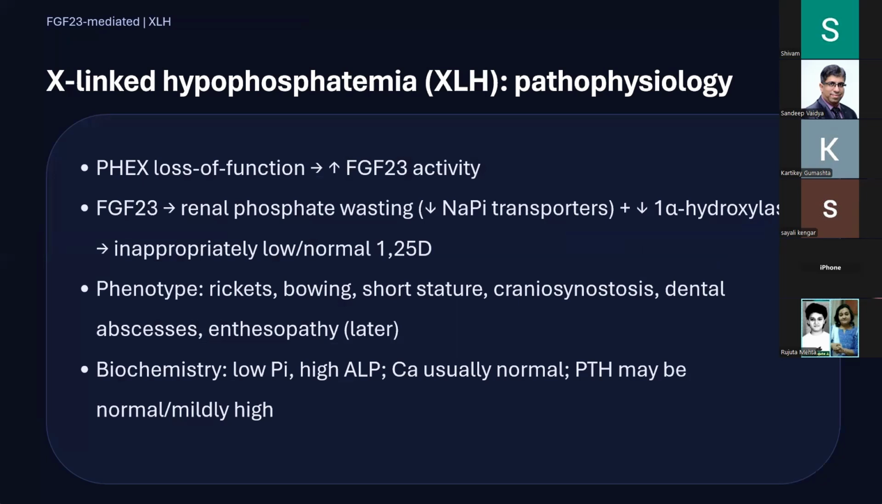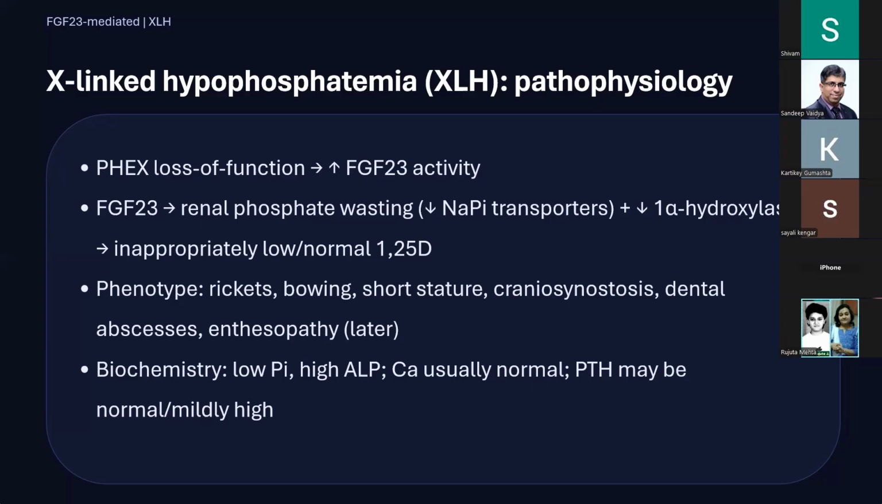Now we'll discuss some little things about X-linked hypophosphatemia. Basically, it is a loss of function of the PHEX gene, which causes hyperactivity of FGF23, which in turn causes reduced reabsorption of renal phosphate, causing renal phosphate wasting. Now, since renal phosphate wasting occurs, it also causes 1-alpha hydroxylase inactivity, and therefore 1,25, which is the active form of vitamin D, also becomes low.